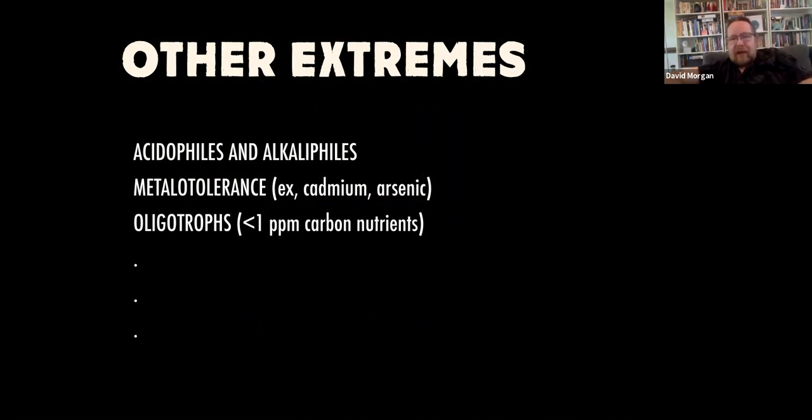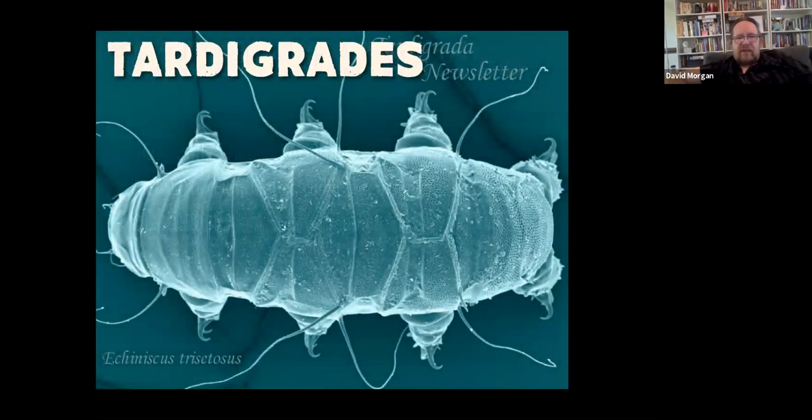There are other kinds of extremophiles. Acidophiles that can tolerate acids, alkalophiles that can tolerate extremely basic chemical environments, metallo-tolerant bacteria and organisms that can survive exposure to things like cadmium and arsenic and mercury, oligotrophs, which are able to live in places where the amount of nutrients, the amount of organic carbon compounds available to it to metabolize, are present in very small concentrations, down to 1 part per million or less.